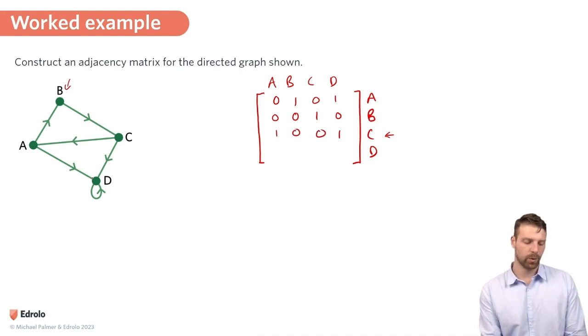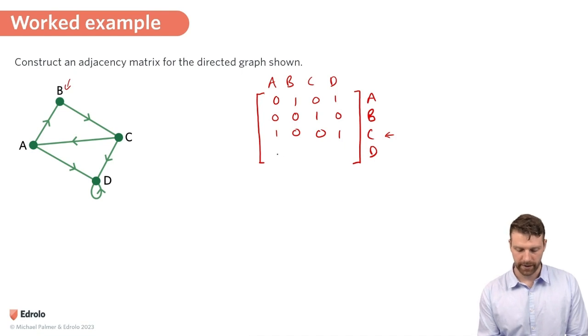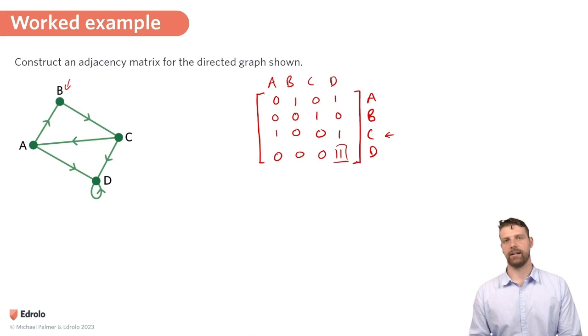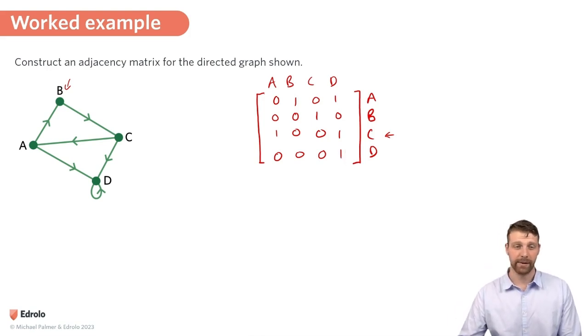And finally, D is pointing to nothing but itself. So that should be 0, 0, 0, 1. Just the 1 in that position there indicates our loop because it's on the diagonal. I think we've got a nice version here, so let's check it's the same. And that's looking pretty good to me. I think we did it.